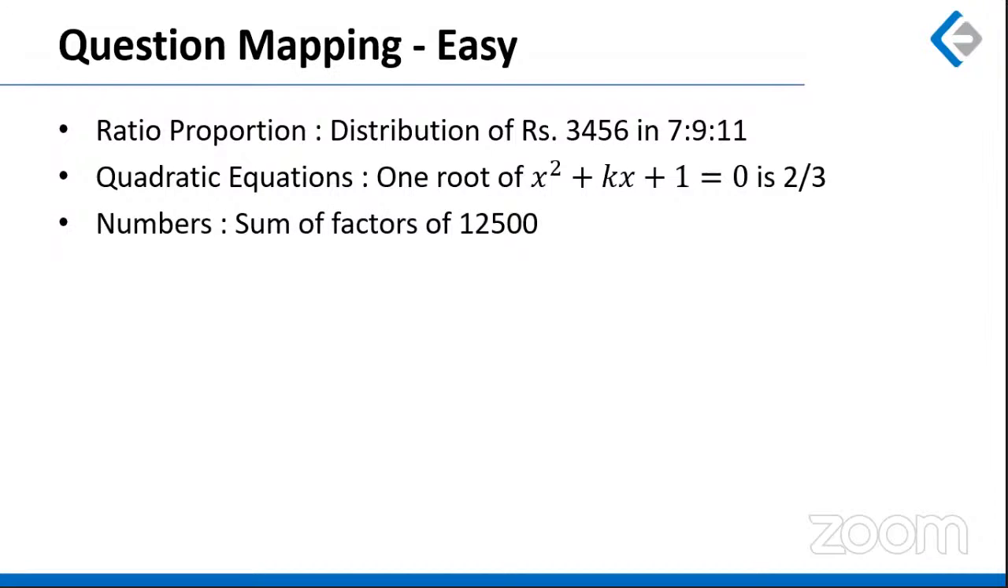Yes, this might require some calculation, but again, the concept was simple here. We had to find out the sum of factors of 12,500. Now, 12,500 as a number is an easy one because it's 5 cubed multiplied by 2 squared. Once you get the factorization done, you can find out the sum of factors.